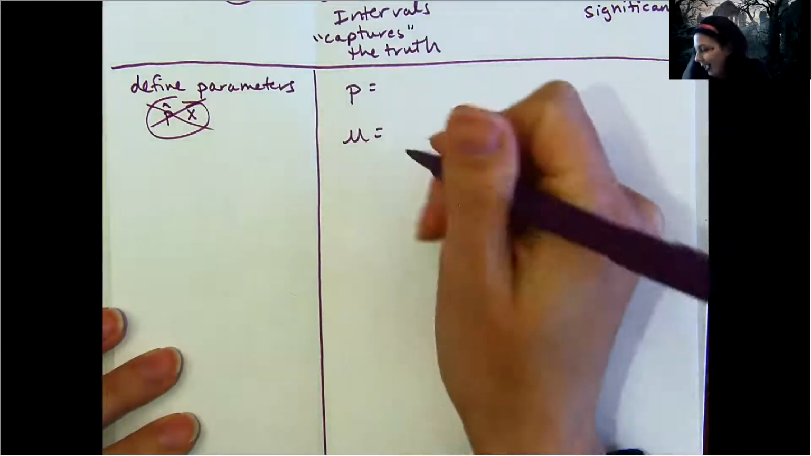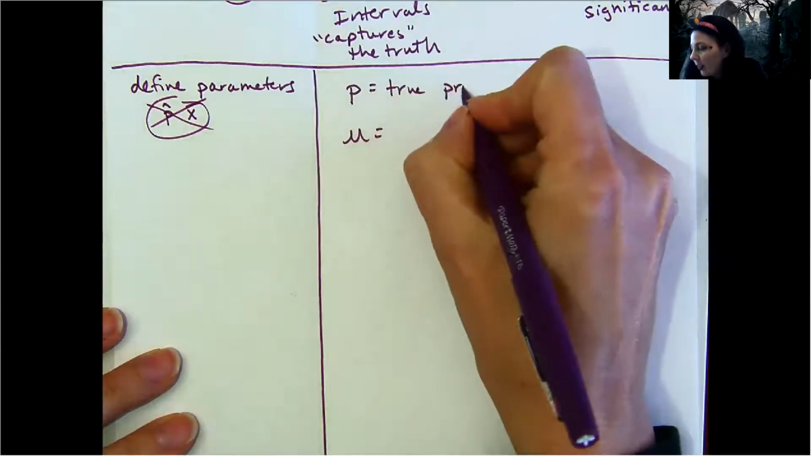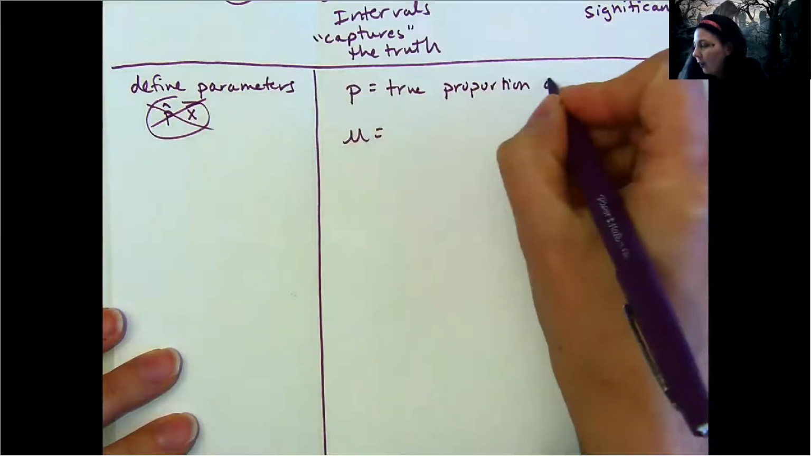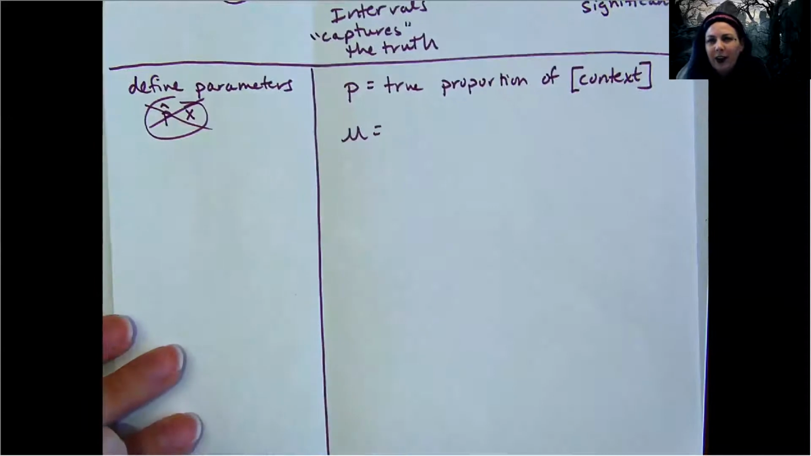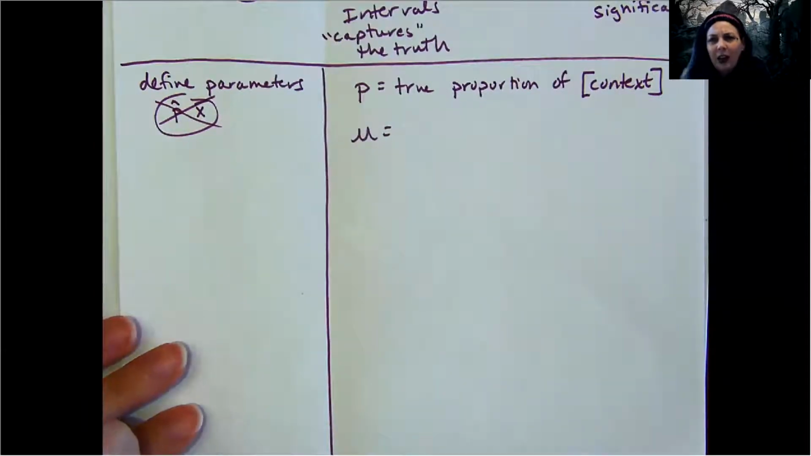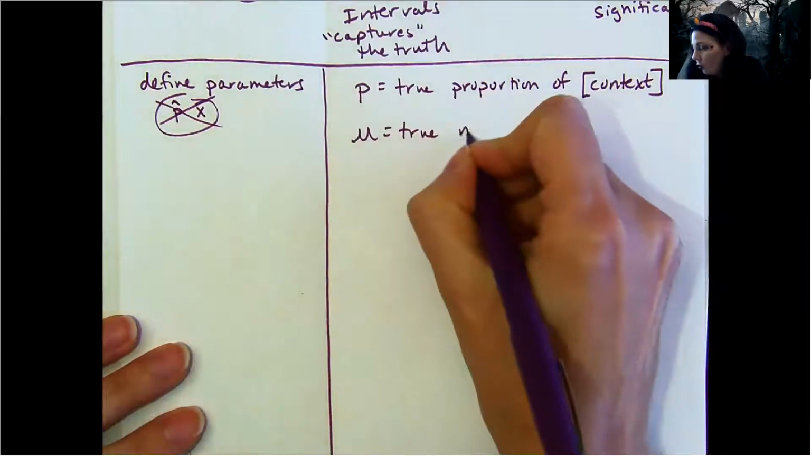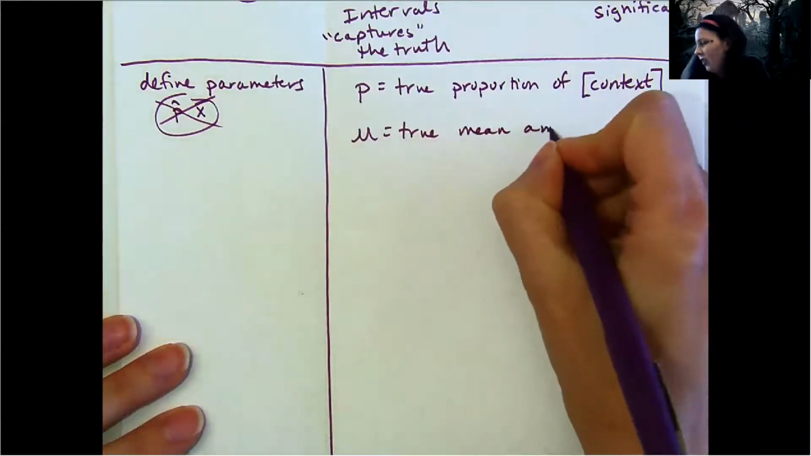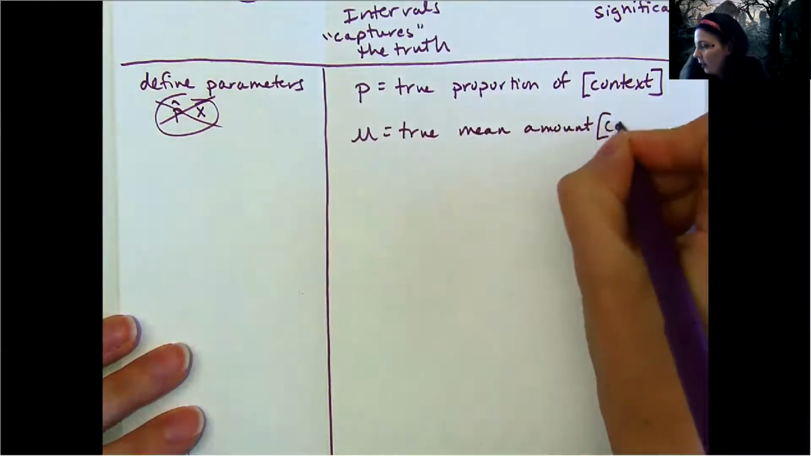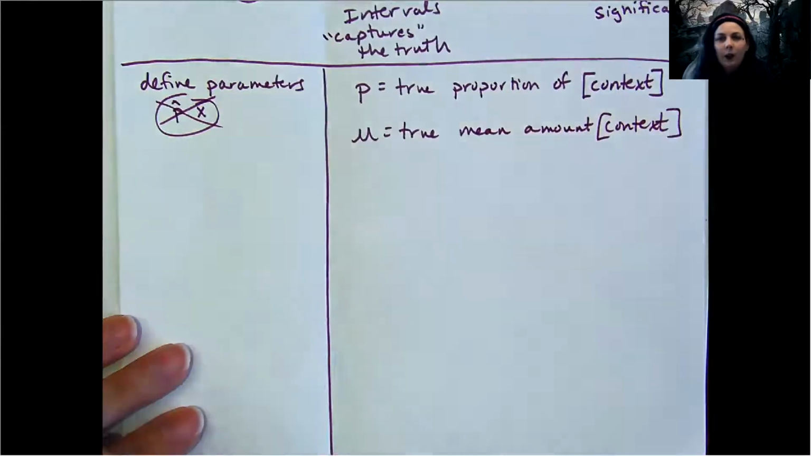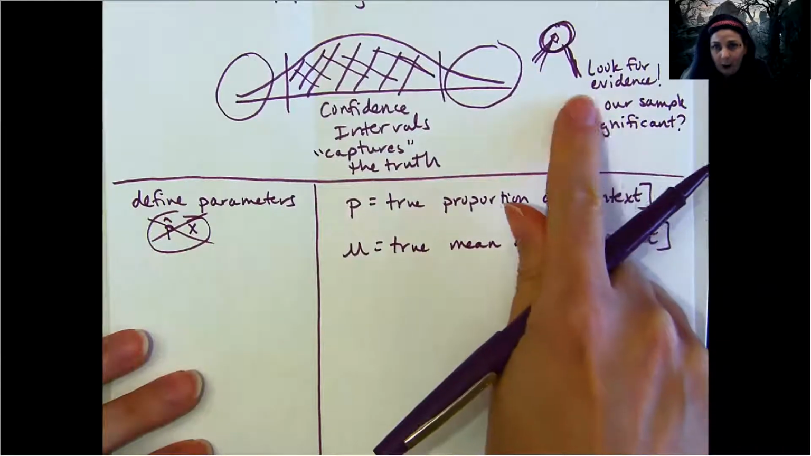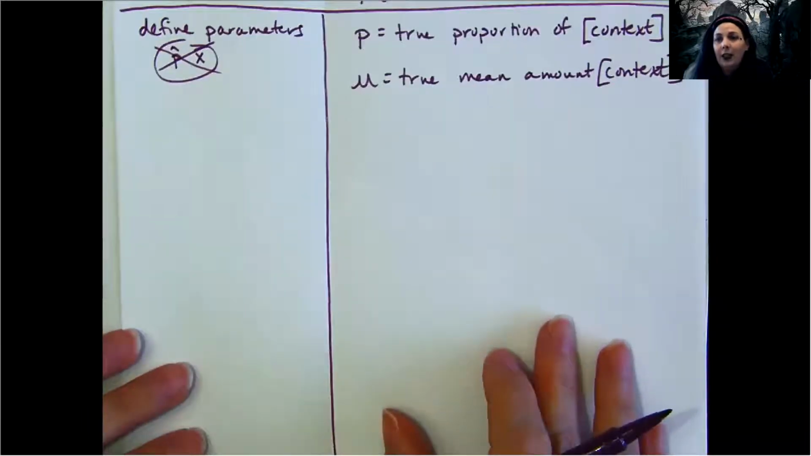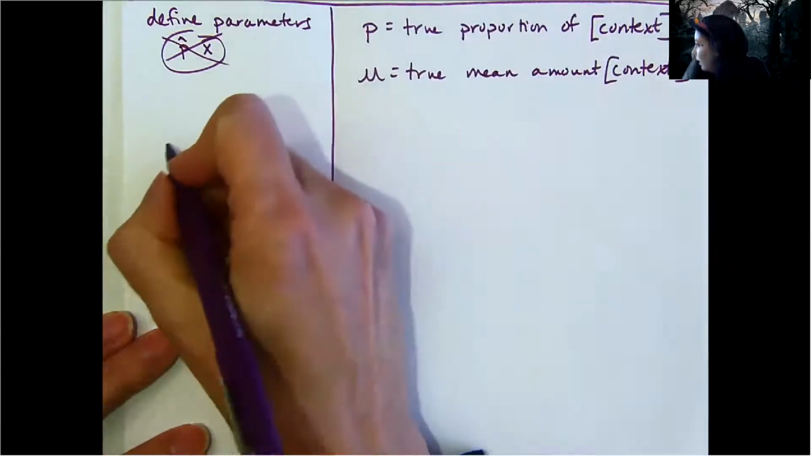So p is the true proportion of, and then I would just put context here. So if your problem is about the true proportion of metal songs that are on your Apple playlist, then mu would be the true mean. True mean, and it's usually an amount, whatever, in context. All right, so once you define what it is we're investigating, the next thing that comes in is the null hypothesis.